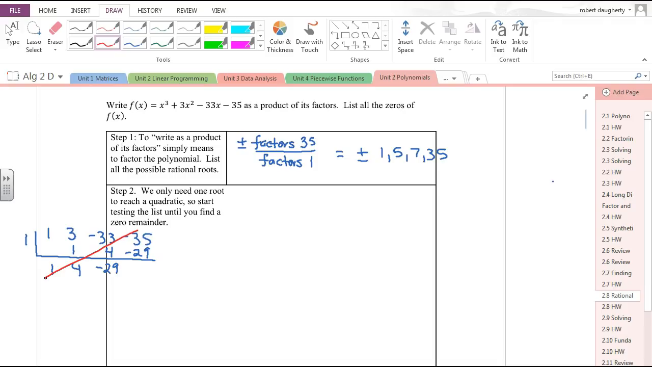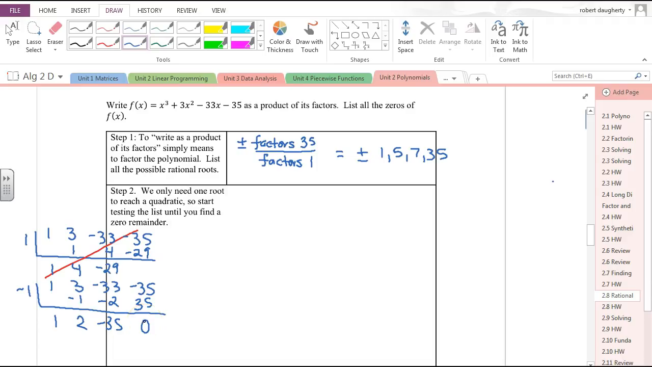So I'm going to try negative 1 now. So I'm going to try this same problem with negative 1. So if I bring the 1 down, 1 times negative 1 is negative 1. 3 minus 1 is 2. Negative 1 times 2 is negative 2. Add those to get negative 35. Negative 1 times negative 35 is 35. Add those to get 0. That's what you want, okay?